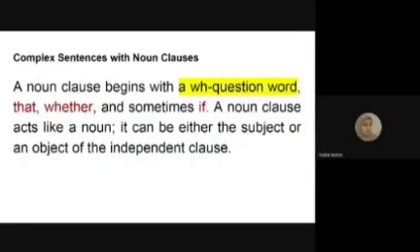Complex sentences with noun clauses. A noun clause begins with a WH question word, that, whether, and sometimes if. A noun clause acts like a noun. It can be either the subject of the independent clause or the object of the independent clause. So they come either as a subject or as an object.